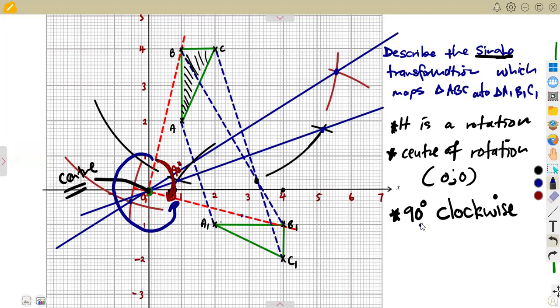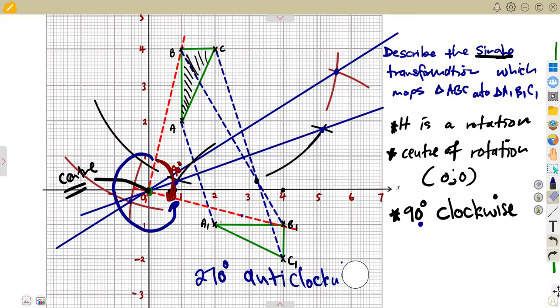So if this angle is 90 degrees clockwise, it means this triangle ABC was also transformed the other way in the anti-clockwise direction, which is from 360 degrees. 360 minus 90 is what? 270. So you can also write this as 270 degrees anti-clockwise. It simply means a rotation of 90 degrees clockwise is the same as a rotation of 270 degrees anti-clockwise.